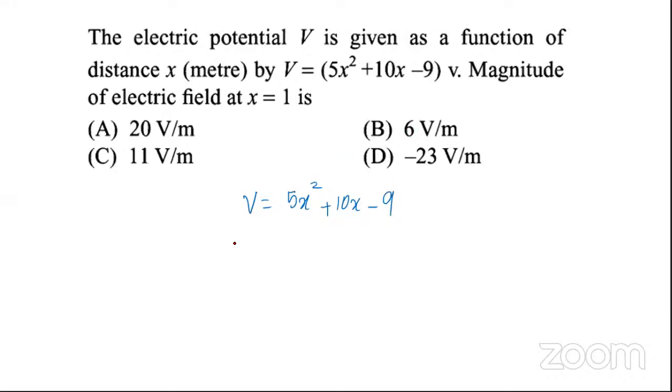See, for this question, what we need to do is there's a simple relation: field equals dV by dx. That gives us E equals 10x plus 10. Alright, so now we just have to substitute x equals 1. That gives us 10 plus 10, that is 20. A is the answer.